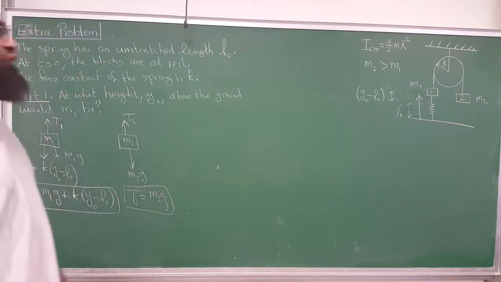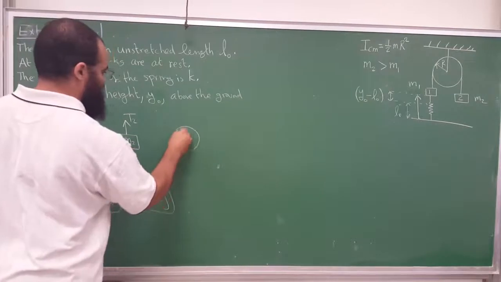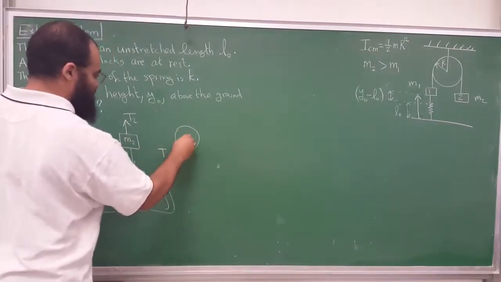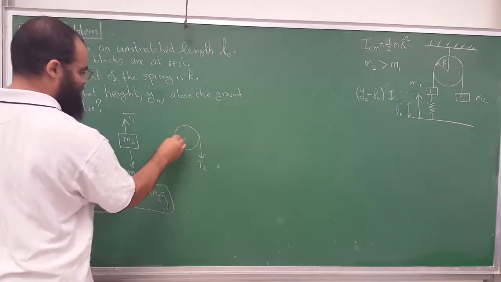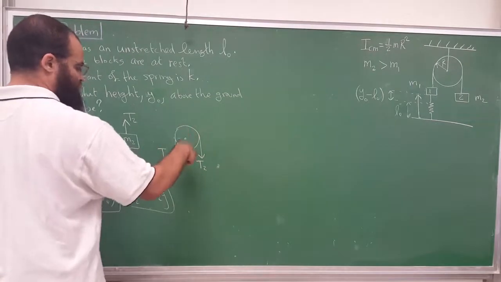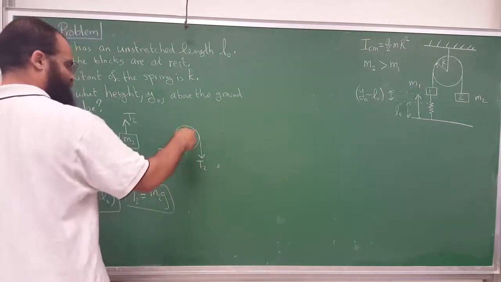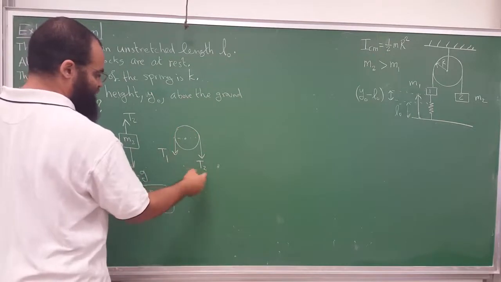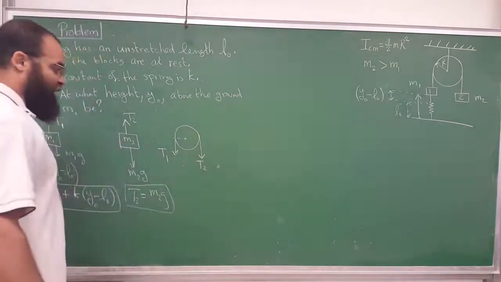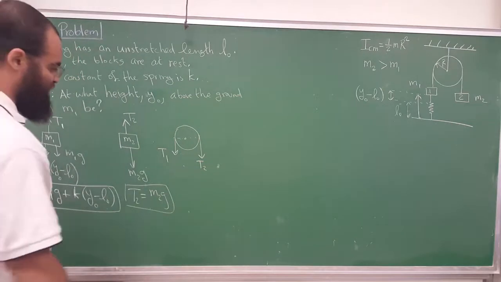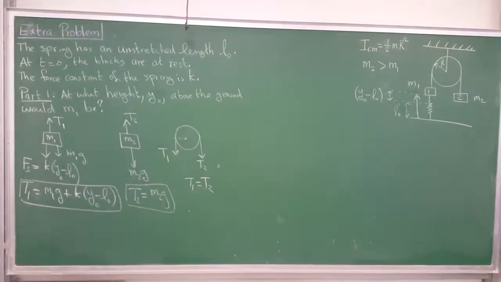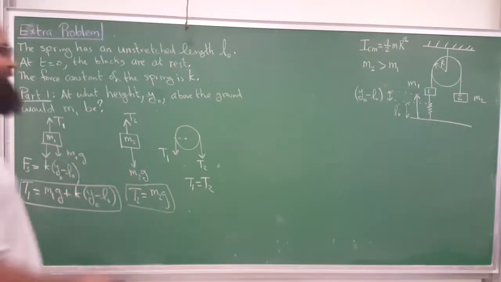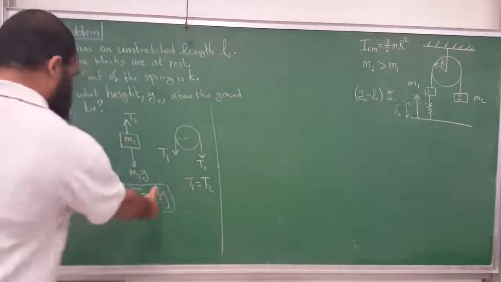For the pulley, we have two torques on the pulley. There is T1 this way, and T2 this way. And that torque is T1R, that's counterclockwise torque, that's positive, and clockwise would be negative. So T1R minus T2R equals 0. That means T1R equals T2R. So T1 equals T2. So that concludes that T1 equals T2. So we can set these equal to each other, and we can find out what Y0 is.